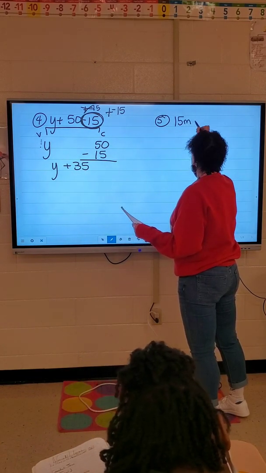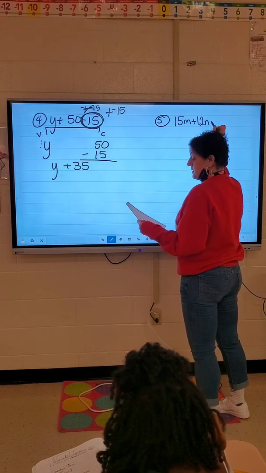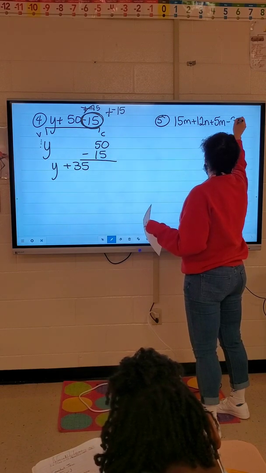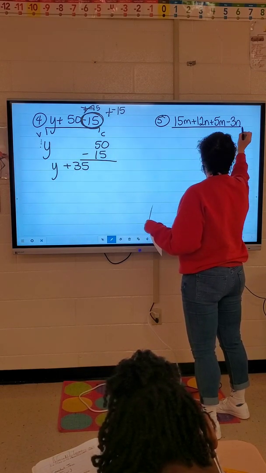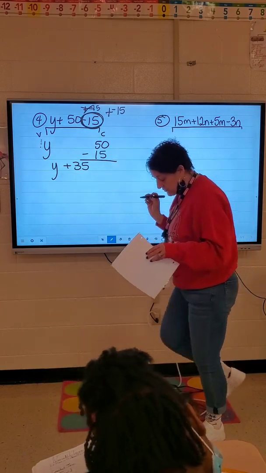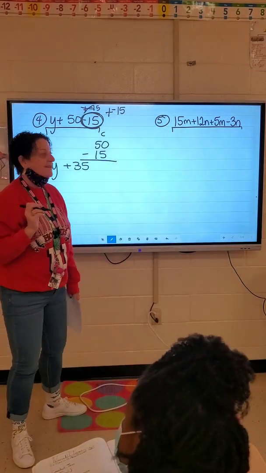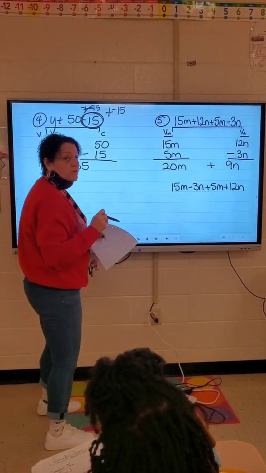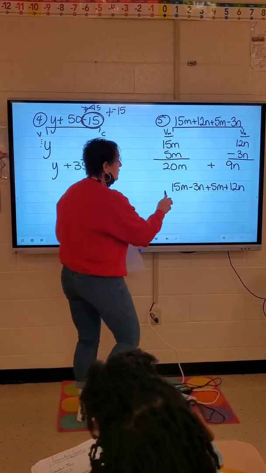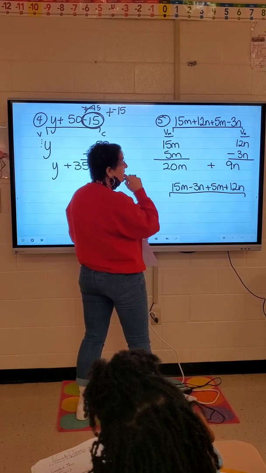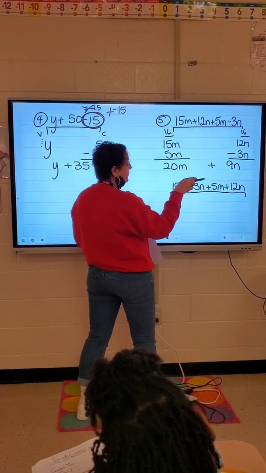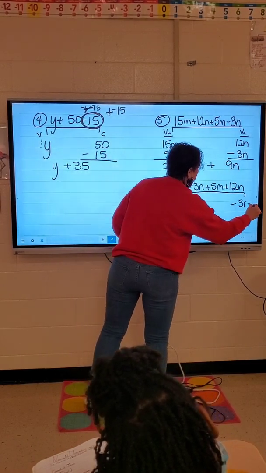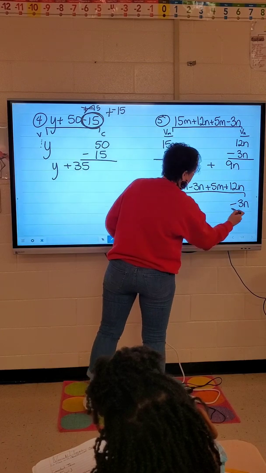15M plus 12N plus 5M minus 3N. Now, do we have any constant terms here? No. But what do we have? All right. So if we sort this, she said, what if the 12N and the negative 3N were in different places? We have 15M, a negative 3N, a 5M, and a 12N.